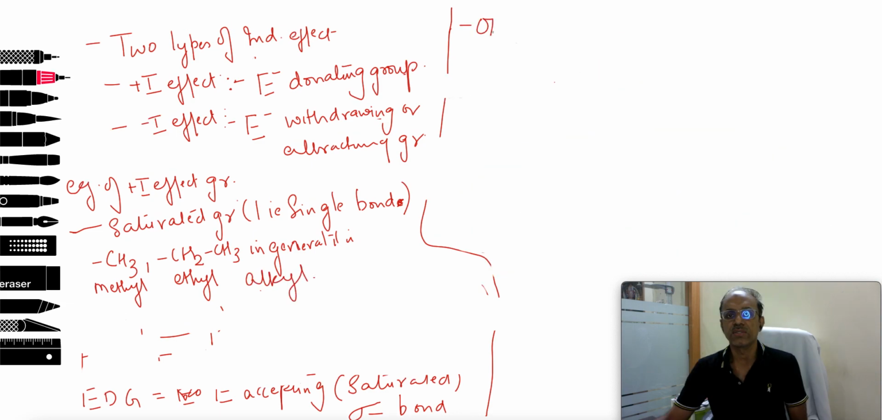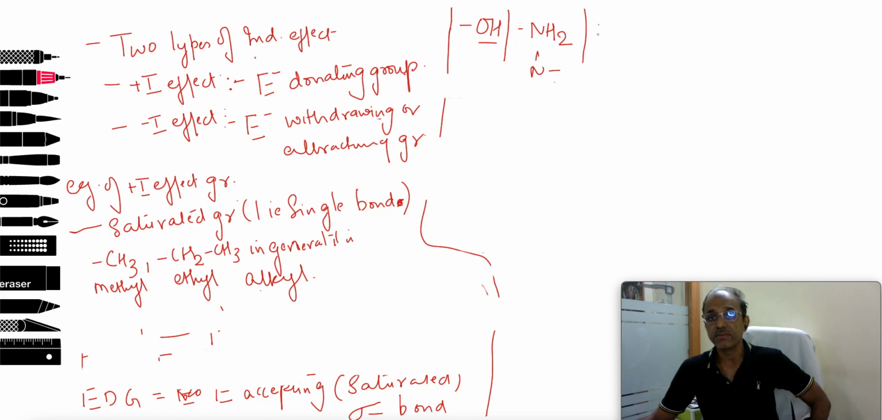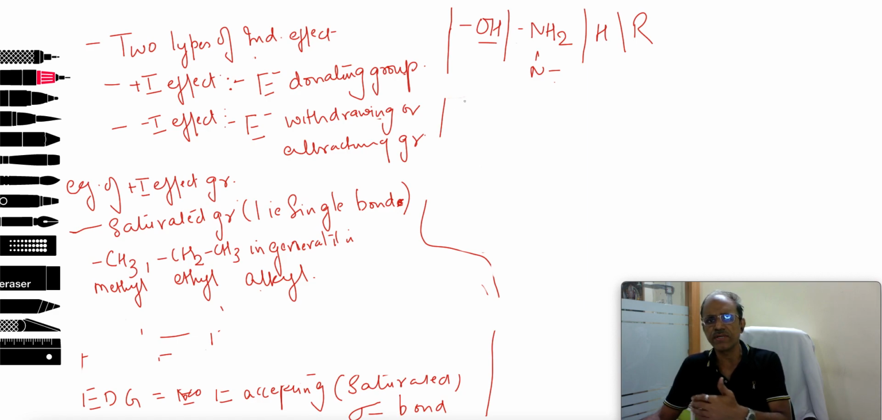Fine. OH group, that is hydroxy. Then we have NH2, which is known as amine, because it is N-H-H. So it is all single bonds. Then hydrogen also is electron donating. Then we can say all the alkyl groups, no doubt, as I initially have told you. Now some more examples are there, but as we go further we will come to know.